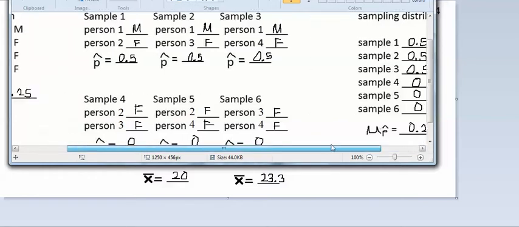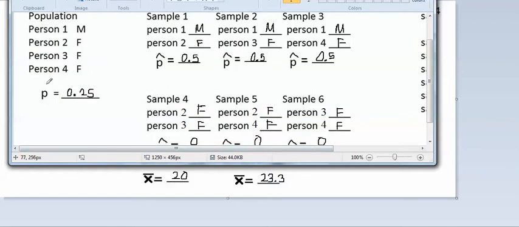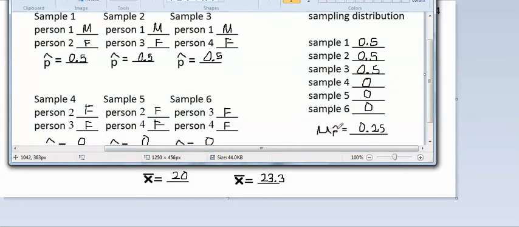And we're finished. So on this page, P is population proportion, or the proportion of males in the entire population. P hat is sample proportion, and μ P hat is the mean of a sampling distribution that's made up of a bunch of P hats. Let's move on to the next page.